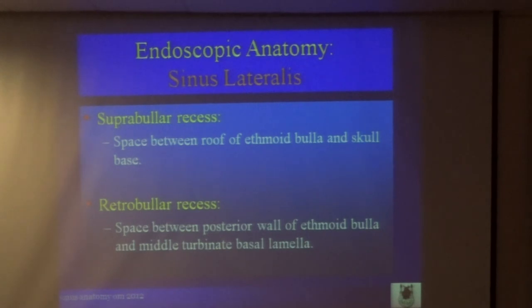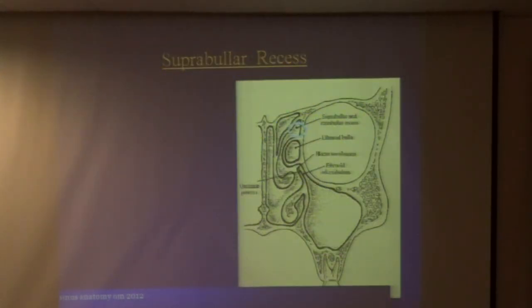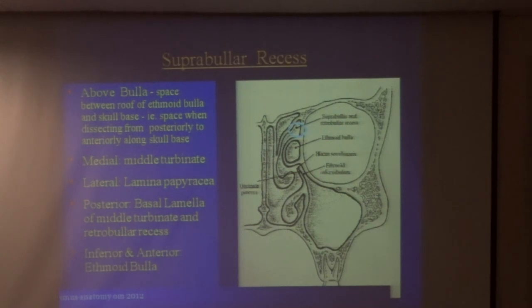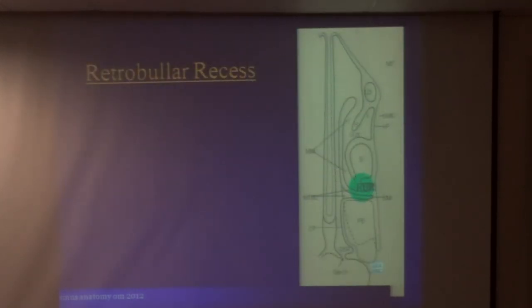And here you can enter the spoon curette and lift the ethmoid bulla anteriorly. So again, this is the suprabullar recess with all the anatomy. Superiorly will be the skull base, medially the middle turbinate, laterally the lamina papyracea, posterior is the basal lamina. Time is up, thank you.